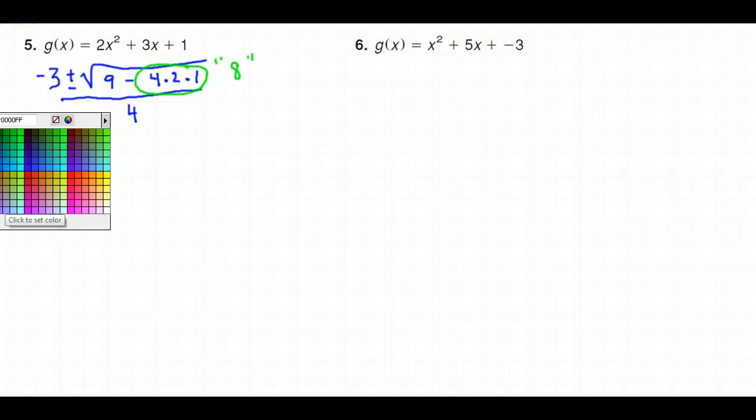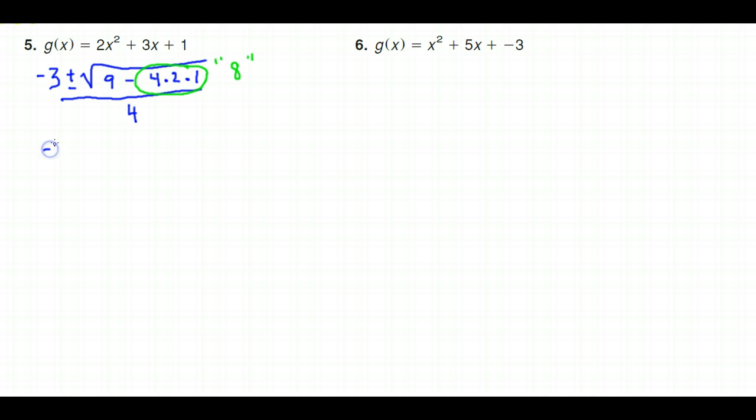which again is a perfect square. So we have negative 3 plus or minus the square root of 1 all over 4. Okay, so this one wasn't necessarily an easy one to factor, but again, it could have been factored. And if you can't factor it easily, you can always just use the quadratic formula. It works for everything, works every time.